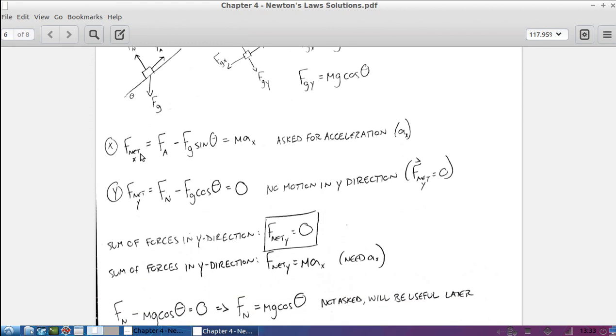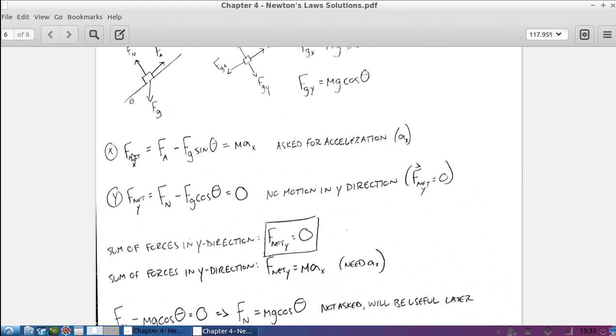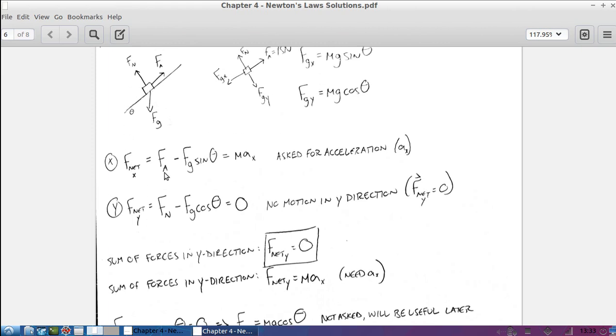Alright, so it's two dimensions. Got to deal with F net in the x, F net in the y. F net in the x: up the incline is positive, F sub a is positive. The x component of gravity is negative, Fg sine theta is negative. That's equal to ma in the x direction.